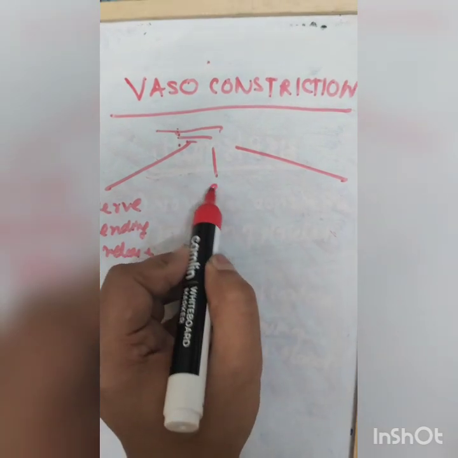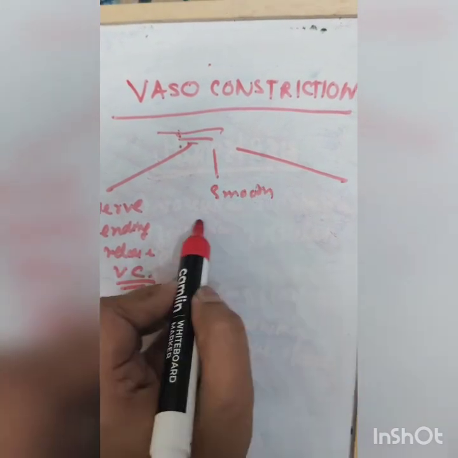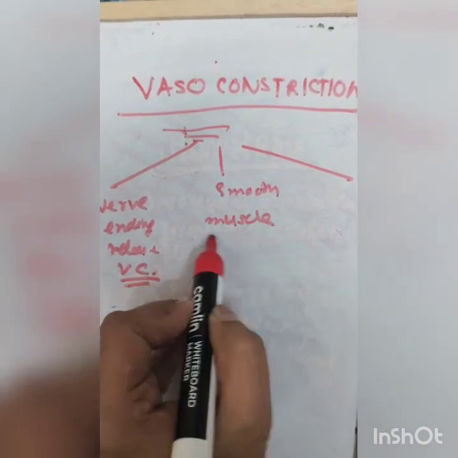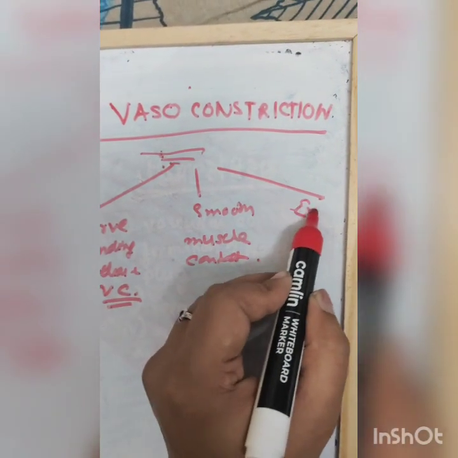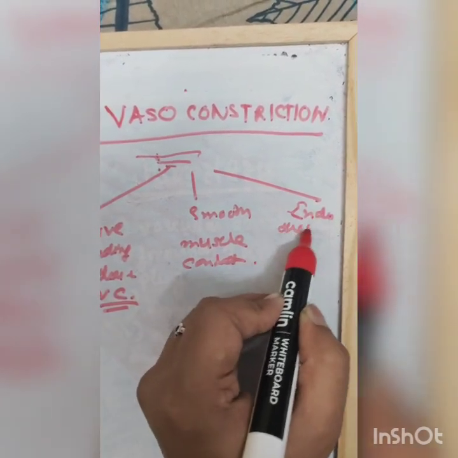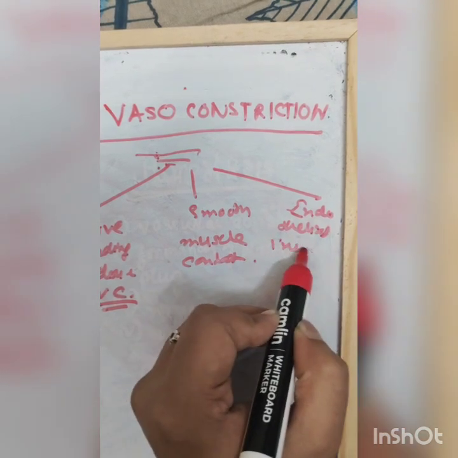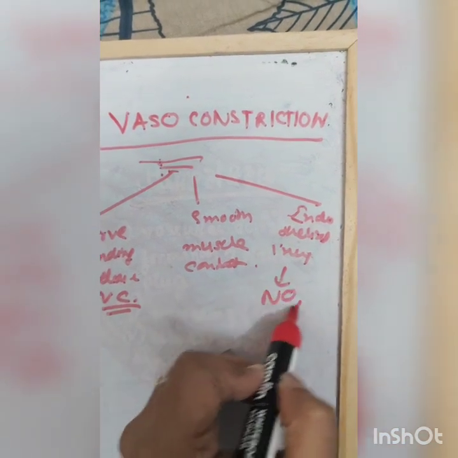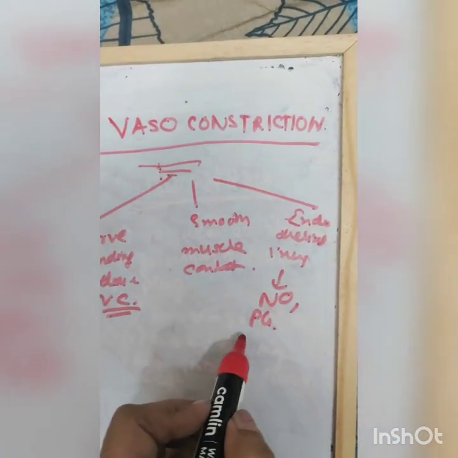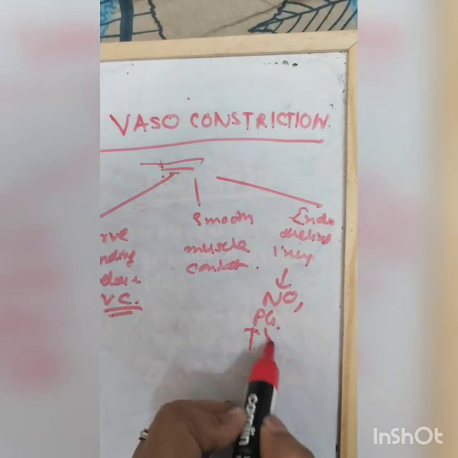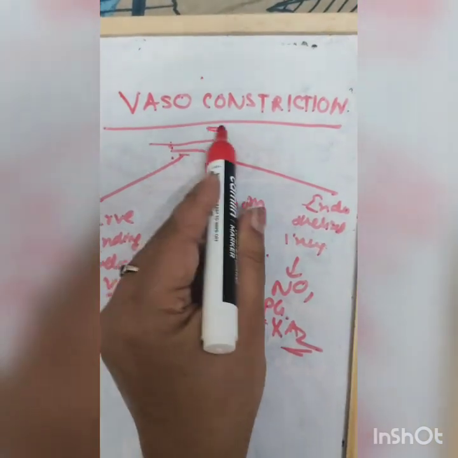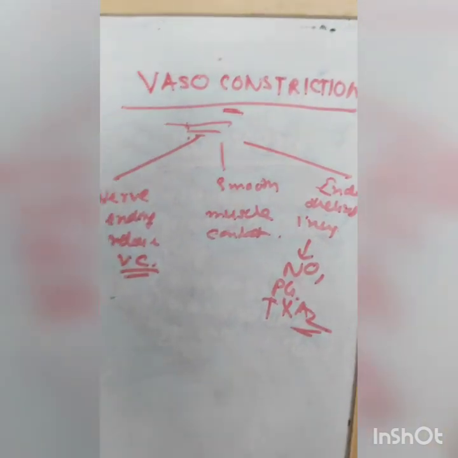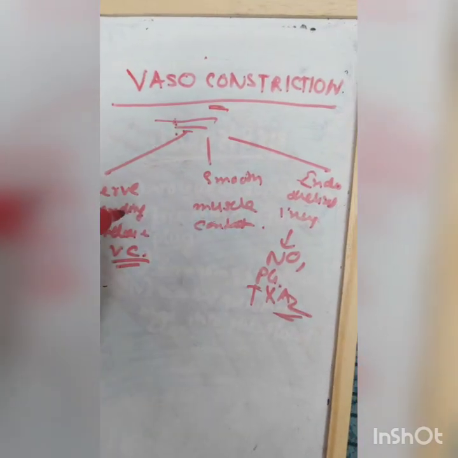Secondly, the smooth muscles also contract. And the endothelial lining, they release nitrous oxides, prostaglandins, thromboxane, which again causes vasoconstriction. So vasoconstriction occurs by these 3 phenomena.